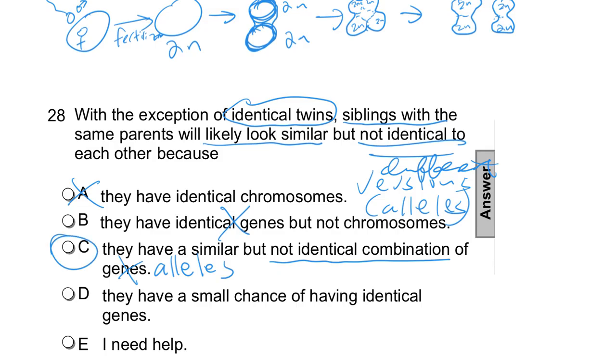They have a small chance of having identical genes. That doesn't make sense. Okay, so letter C is the best, even though it's kind of poorly written. They should have crossed out the word genes in this question too. Okay? So then definitely C is right.